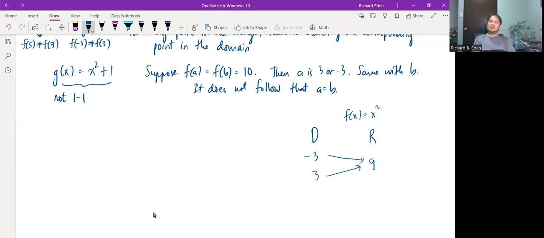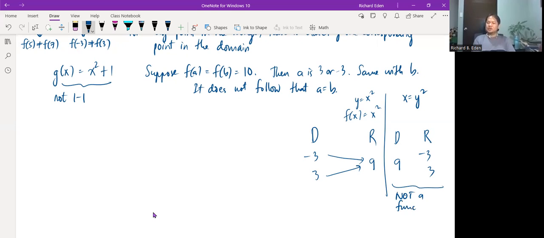Then hindi na siya, are you thinking about ito kasi this is y equals x squared. So now you're thinking of what if you look at x equals y squared. Kasi then you're probably thinking in the domain and range you would have here 9. Tapos dito negative 3 and 3. Is that it? Okay. However, this is not a function anymore.